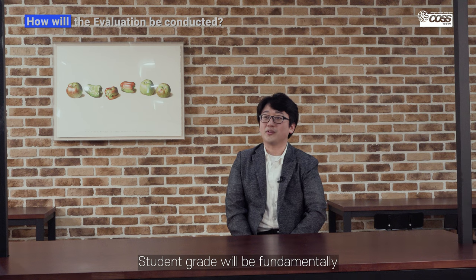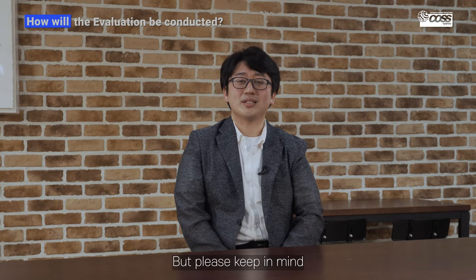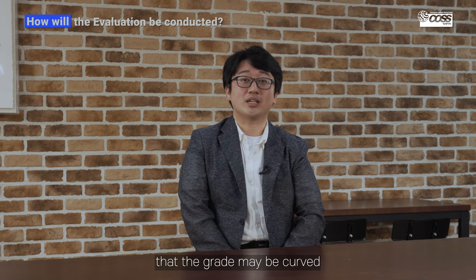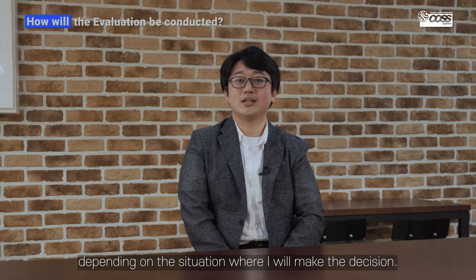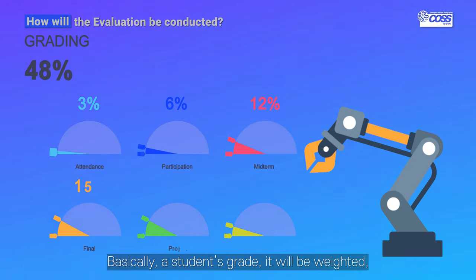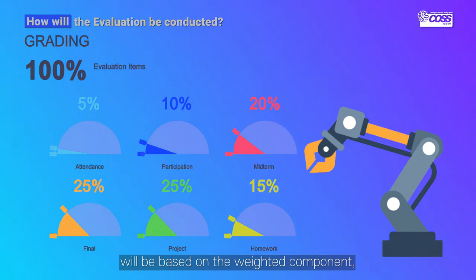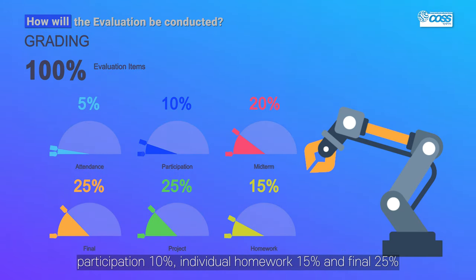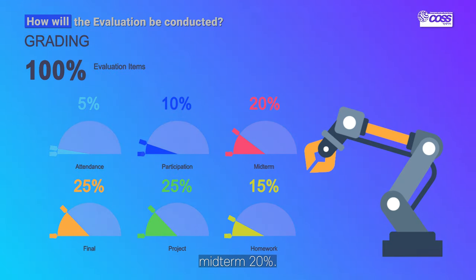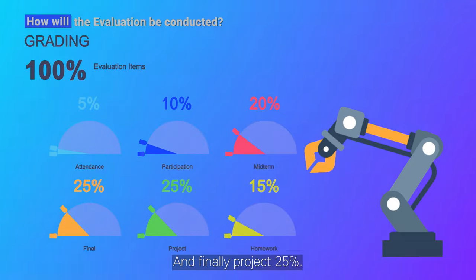Student grades will be fundamentally based on absolute evaluation, but please keep in mind that the grade may be curved depending on the situation, where I will make the decision. Basically, a student's grade will be based on the weighted components, such as attendance 5%, participation 10%, individual homework 15%, final 20-25%, midterm 20%, and finally project 25%.